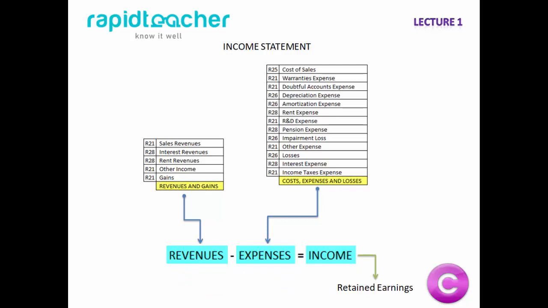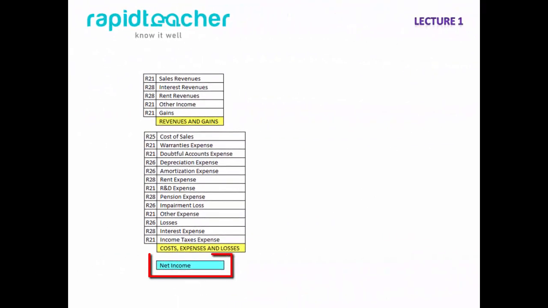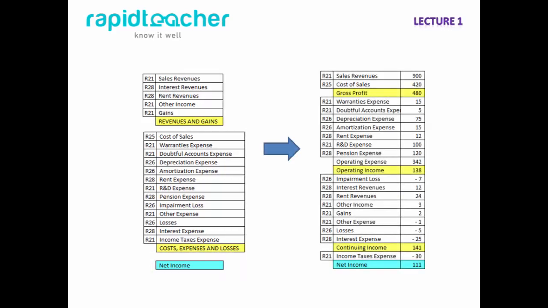The diagram presents the income statement in a single-step format, as it produces one income measure called the net income, which people refer to as the bottom line, because it is the last item in the income statement if presented vertically. If intermediate profit measures are calculated, then the format is multi-step.